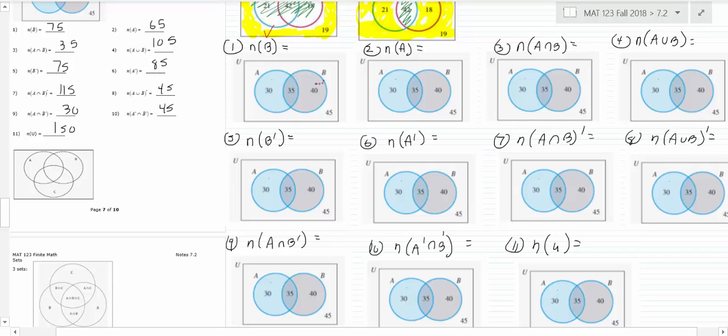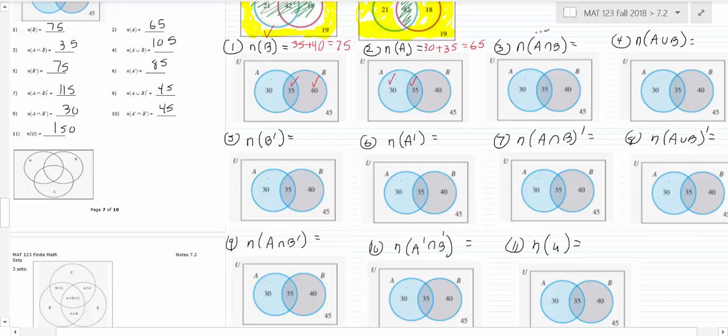So if I'm in B, that's just the 40 and the 35 put together. So actually all you do on this one is 35 plus 40 to get the 75. Okay, so that's how you get the answer to that problem. The next problem is everything in A. 30 is in A and so is 35. So what you do is 30 plus 35, which will give you 65. So that's how I'm getting the answer to that problem.